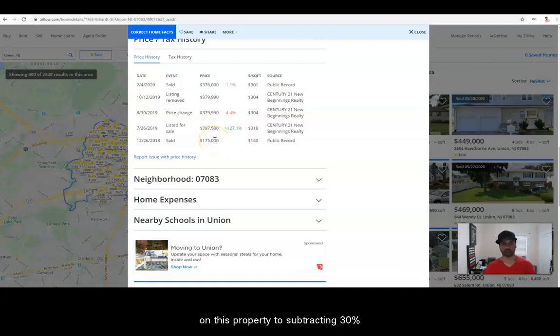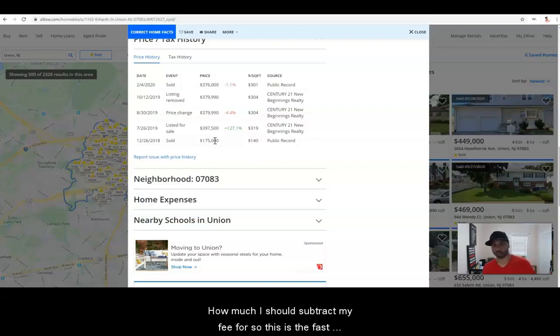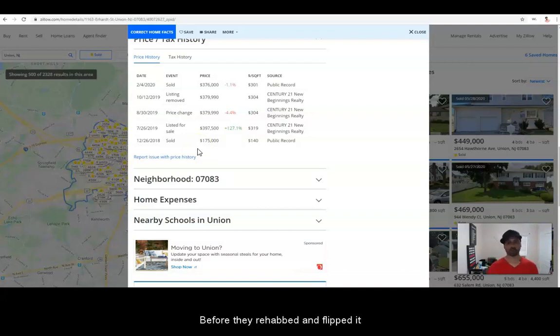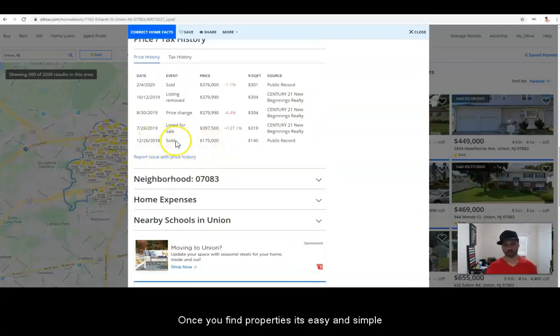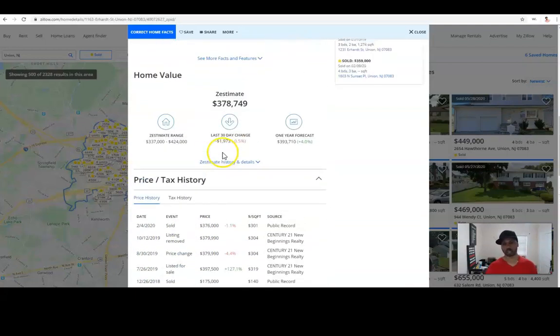without going, okay, how much is the ARV on this property, to subtracting 30%, to subtracting rehab costs, which you don't know, to how much I should subtract my fee for, and then that's how much I should make my offer for. This is a fast way just to look at the properties that are rehabbed and go on Zillow, look at what they purchased the property for before they rehabbed it and flipped it. It's not going to always be that simple. Sometimes the price is not down there, but once you find the properties, it's easy and simple, and you can do it that way.